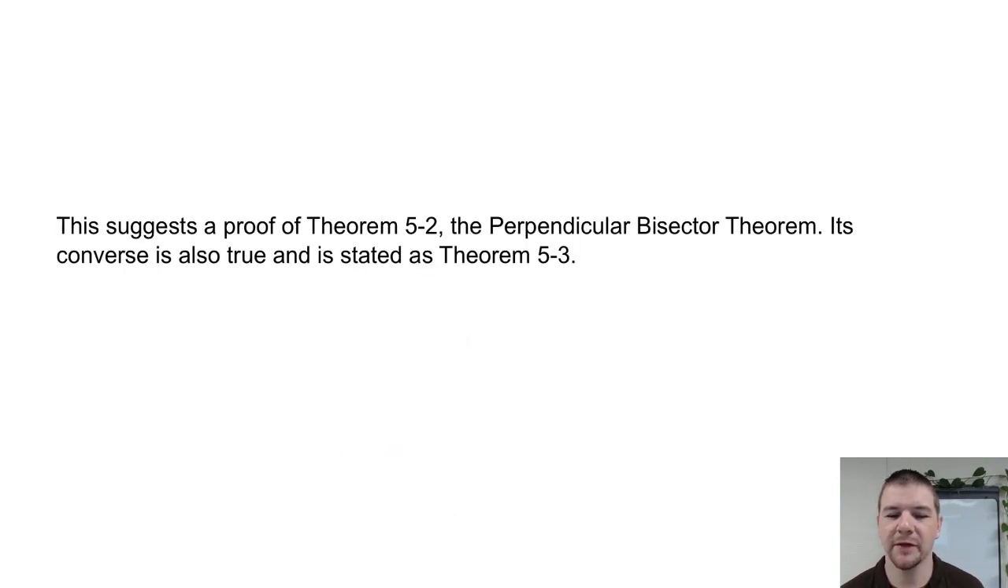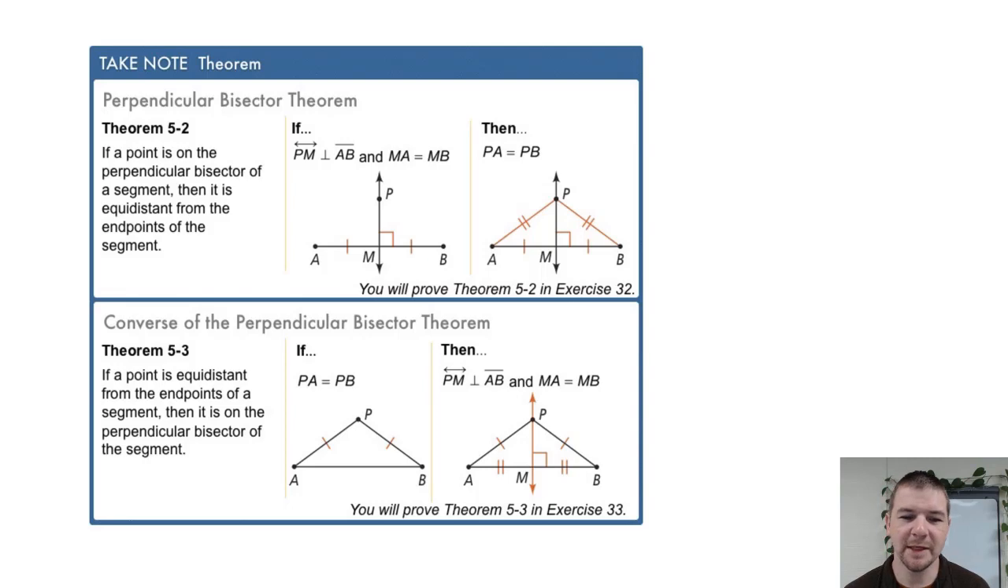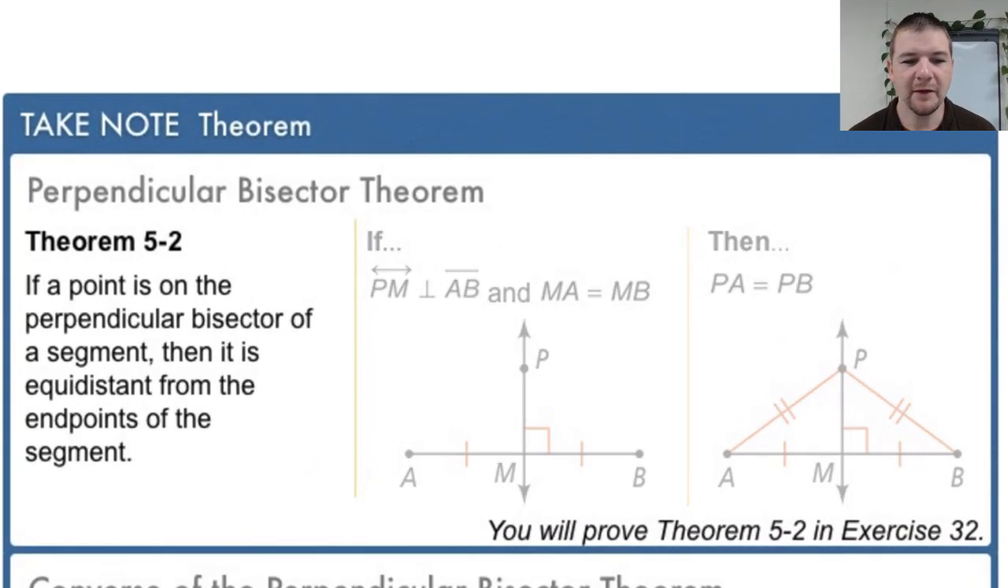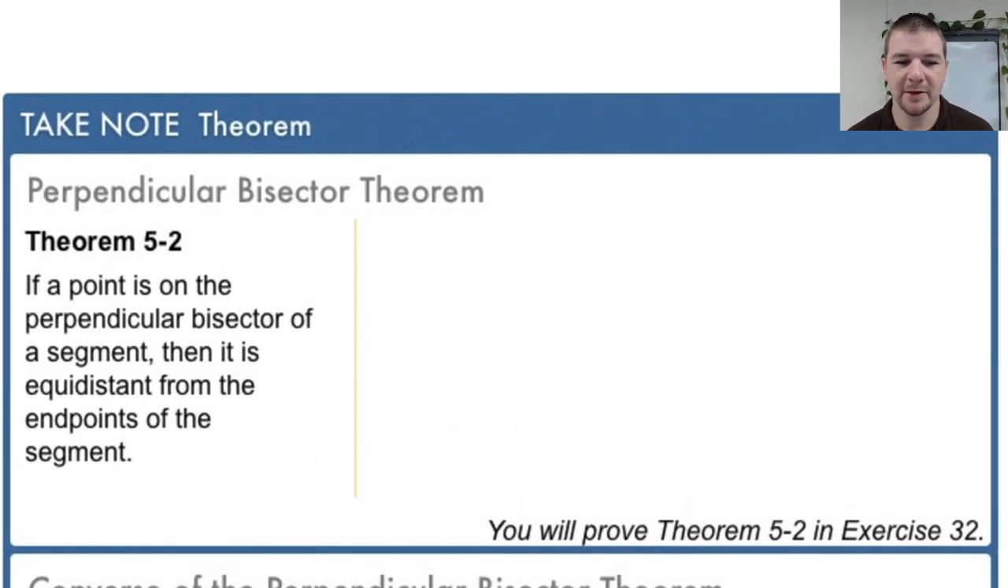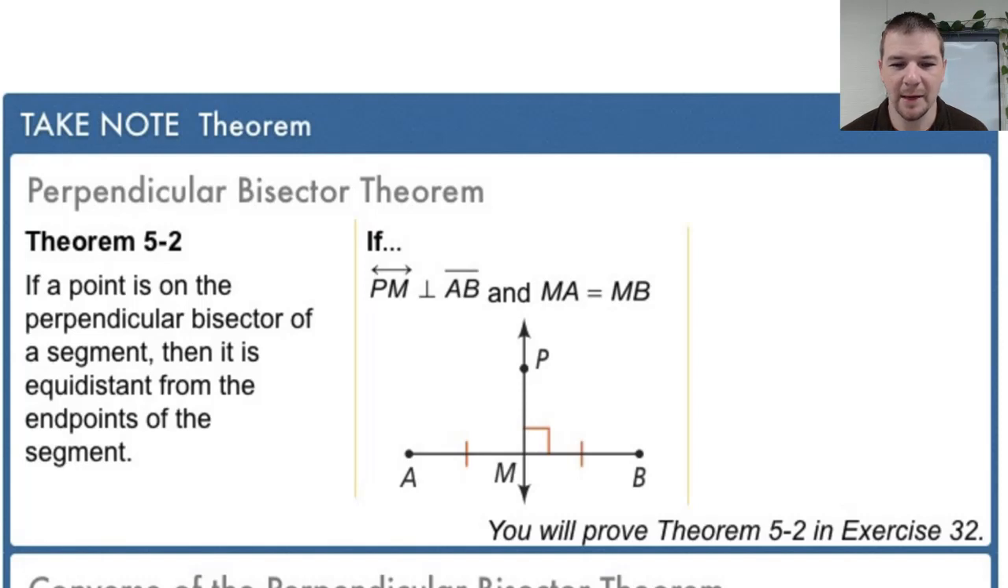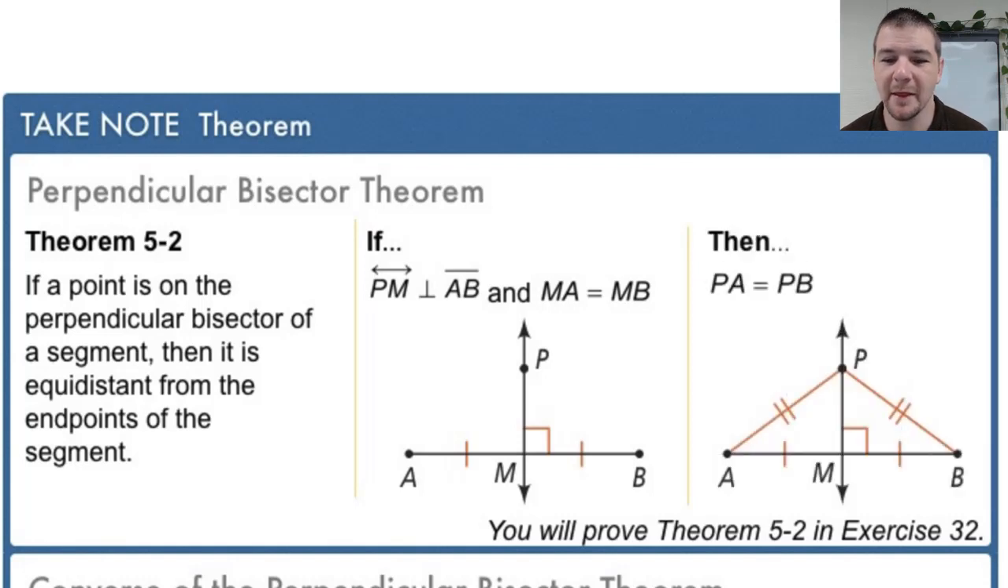This suggests a proof of Theorem 5-2, the perpendicular bisector theorem. Its converse is also true and is stated as Theorem 5-3. Theorem 5-2, the perpendicular bisector theorem. If a point is on the perpendicular bisector of a segment, then it is equidistant from the endpoints of the segment. So, if line PM is perpendicular to segment AB and MA equals MB, then PA equals PB.